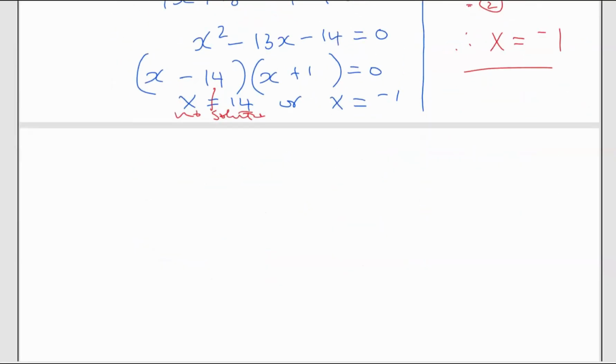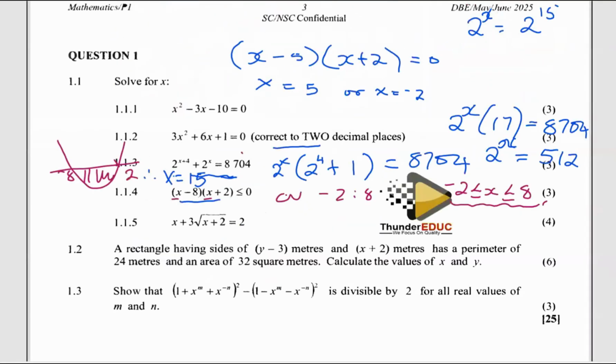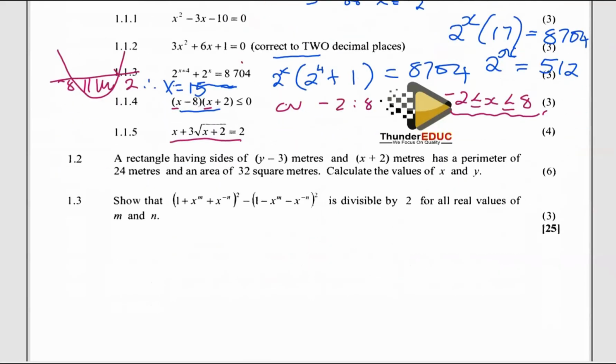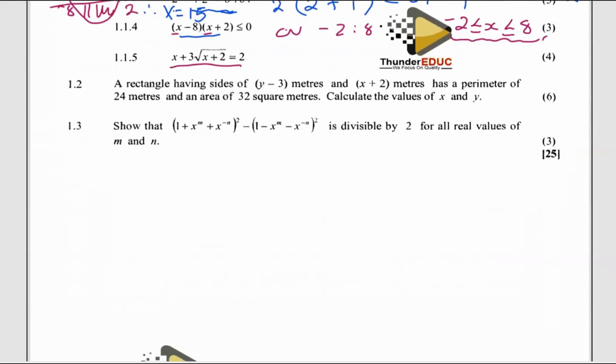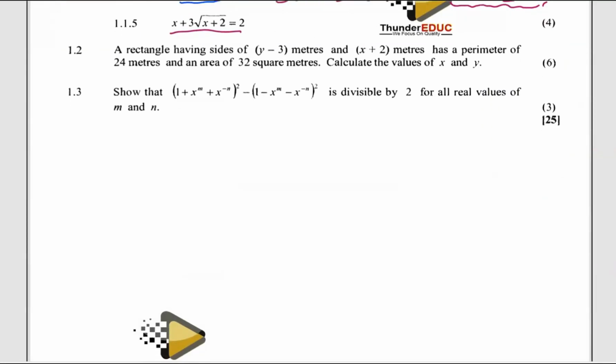Okay, so that is 1.1.5. All right, 1.2. 1.2, they're telling us that a rectangle that is having sides y minus 3 meters and x plus 2 meters has a perimeter of 24 meters and then an area of 32 square meters. Can we calculate the values of x and y?